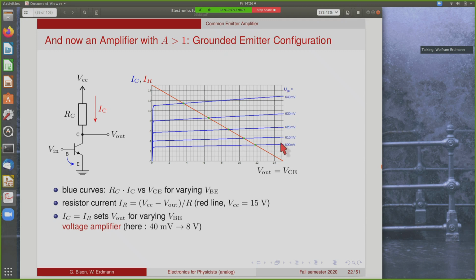So you can see here that a relatively small change of the base emitter voltage, here we have 40 millivolts in base emitter voltage change, results in a huge change of the output voltage. So in this case, roughly 8 volts of difference in the output voltage for 40 millivolts change in the input voltage. So this is a very high gain voltage amplifier.